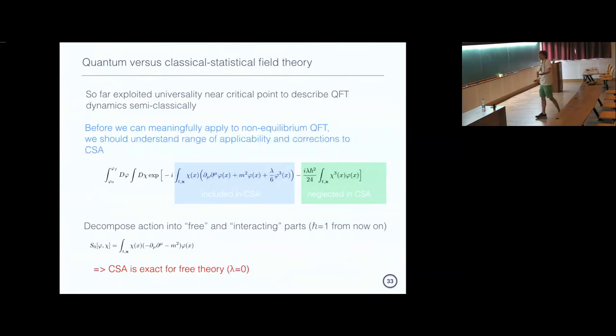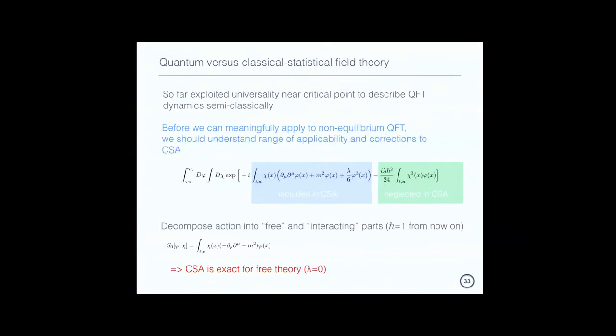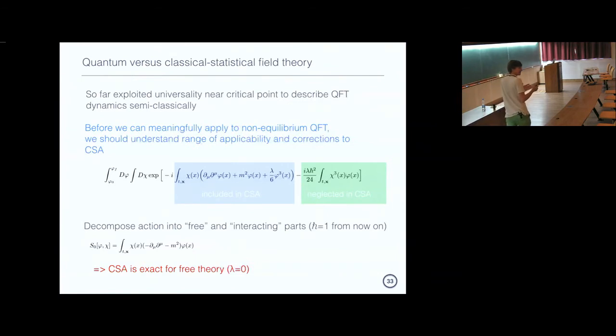And so the first thing that we find in doing this is, if we look at the free part and for the moment neglect the interaction parts, in the free part this quantum field is only linear. So that is the part that is included in what we call the classical approximation. And so the classical statistical approximation is actually exact for free theory, okay?